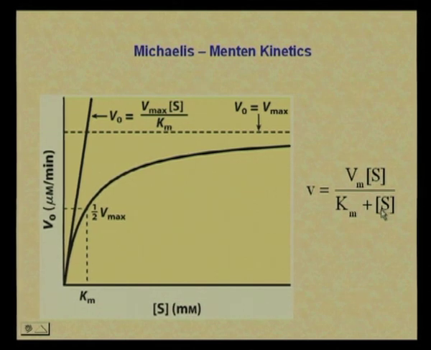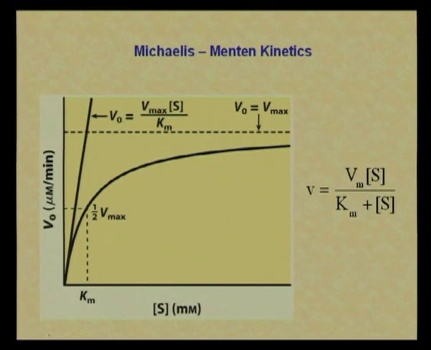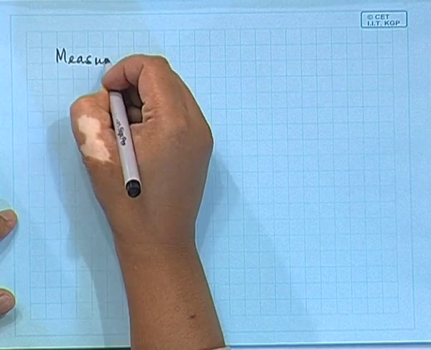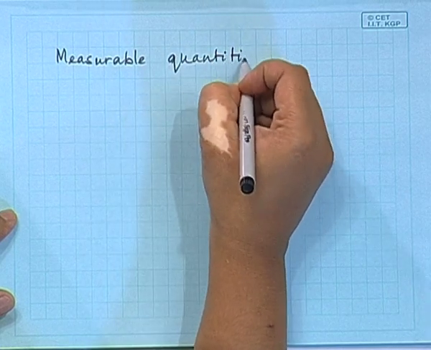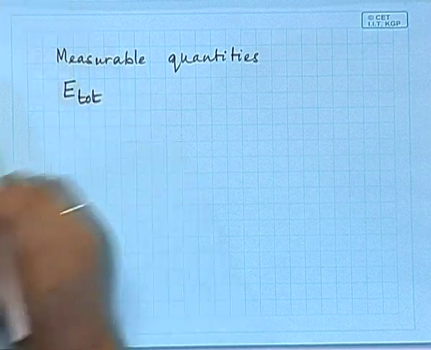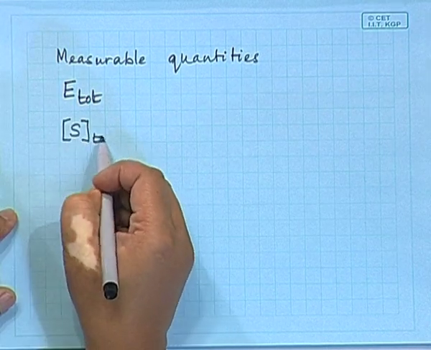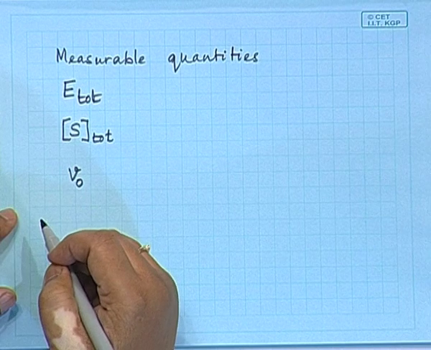Now, what happens is, if I know the total enzyme concentration that I start off with, there are certain measurable quantities that I have. What are these measurable quantities? The measurable quantities are total enzyme concentration, total substrate concentration, and actually my initial velocity. Why?